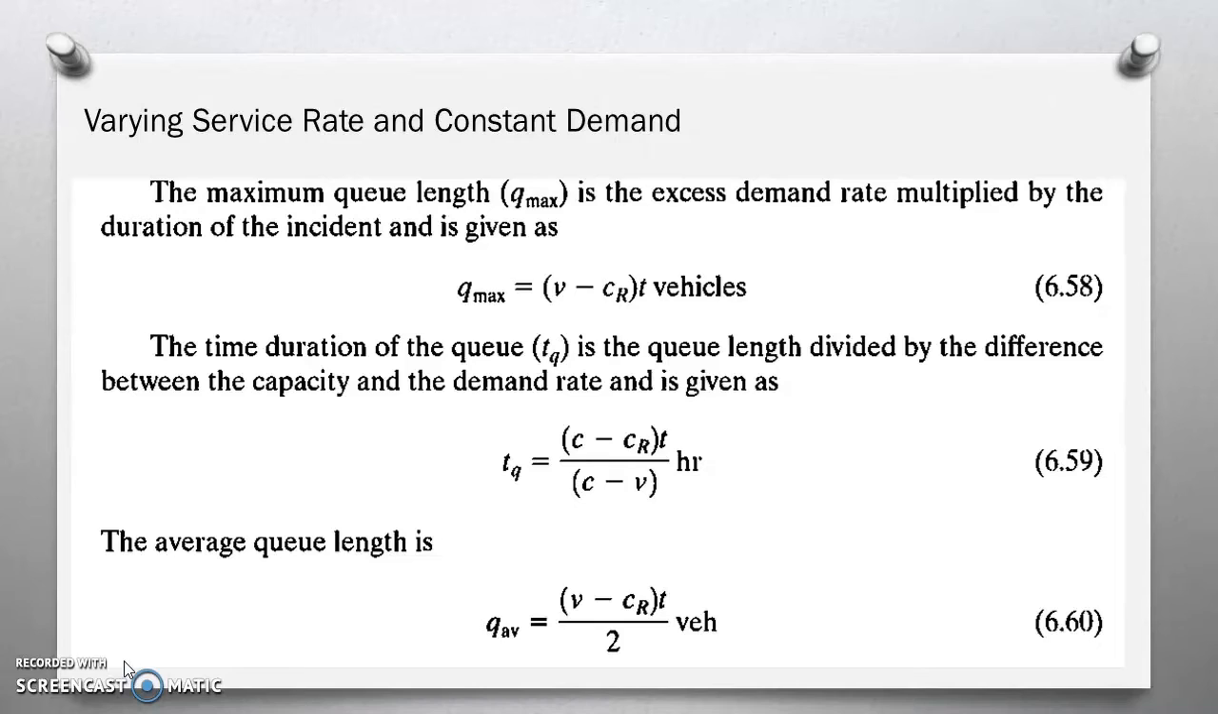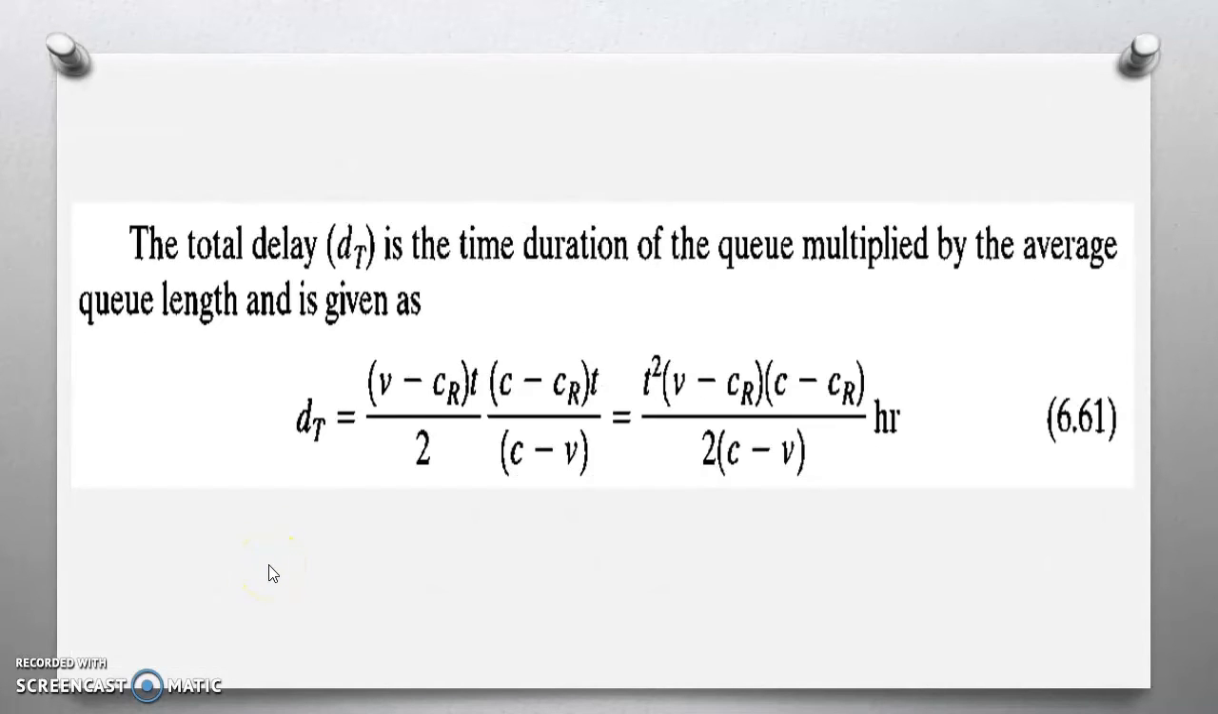The total delay, D sub T, is the time duration of the queue multiplied by the average queue length and is given as D sub T is equal to quantity V minus C sub R times T over 2, multiplied by quantity C minus C_R times T over C minus V, which is equal to T squared times quantity V minus reduced capacity times C minus C_R over 2 times C minus V vehicle-hours.